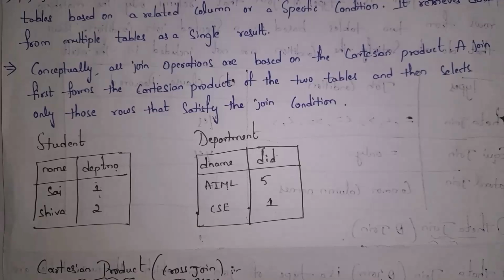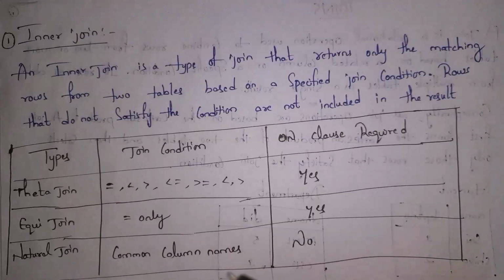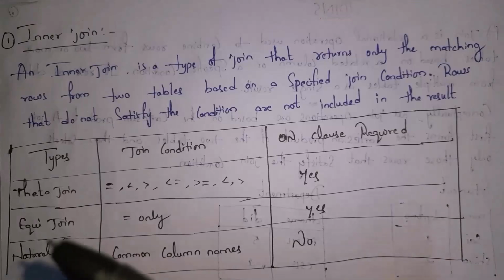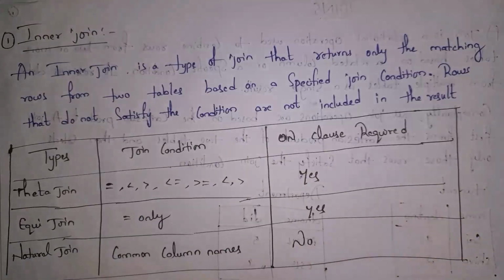Inner joins will select the rows from two tables based on a condition. Rows that do not satisfy the condition are not included in the result. Only if the condition is satisfied, then those rows are included. Thus, inner joins are classified into three types. They are Theta join, Equi join and Natural join. I will explain each of them with an example.